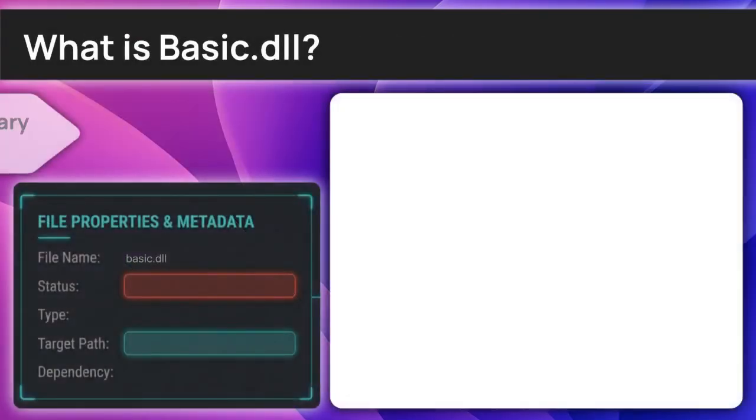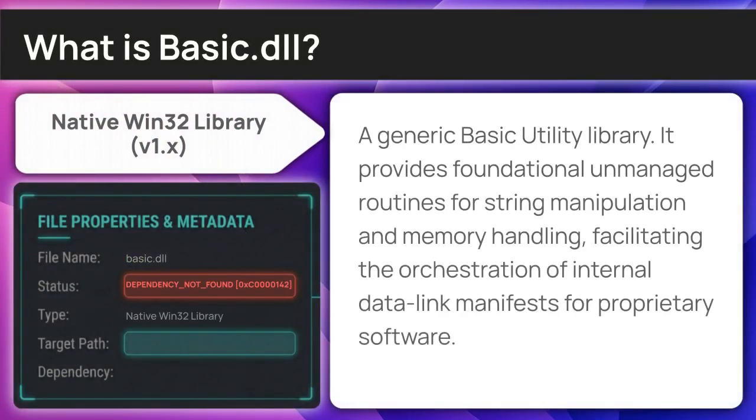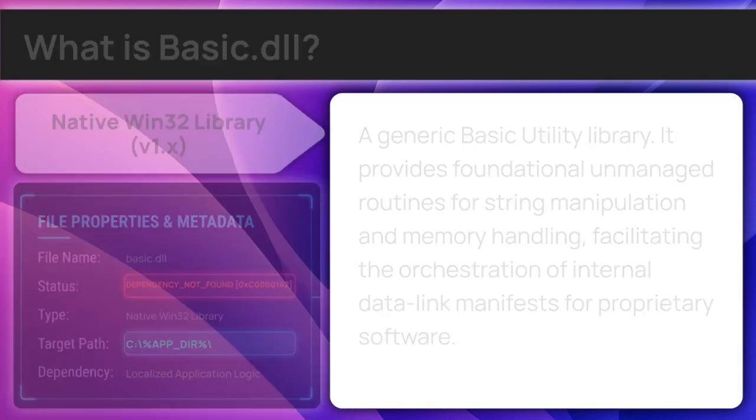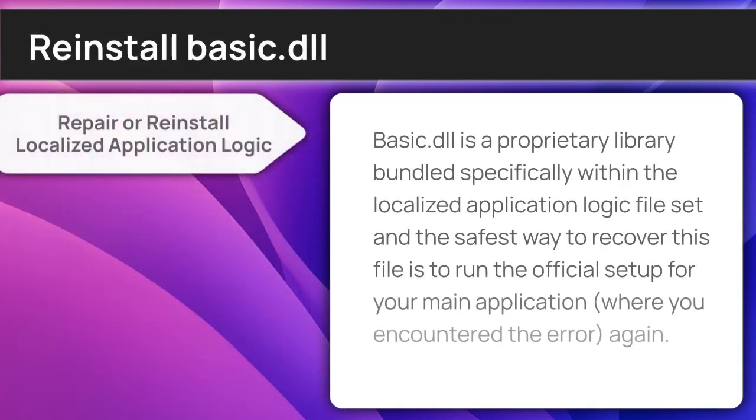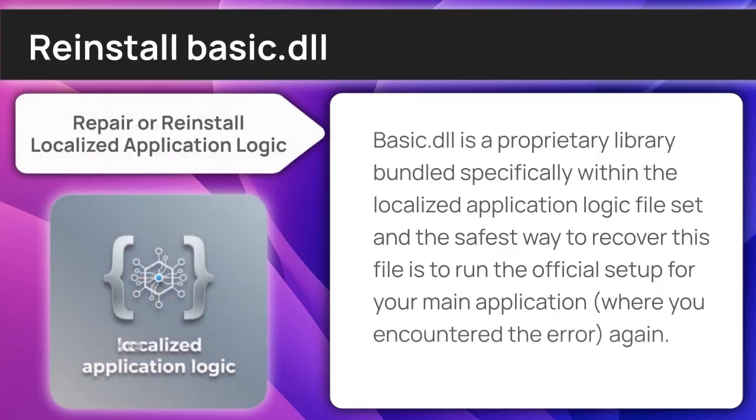This is the Basic Library, a generic basic utility library. It provides foundational unmanaged routines for string manipulation and memory handling, facilitating the orchestration of internal data link manifests for proprietary software. With the why out of the way, let's focus on getting you running again. Basic is a proprietary library bundled specifically within the localized application logic file set, and the safest way to recover this file is to run the official setup for your main application, where you encountered the error again.